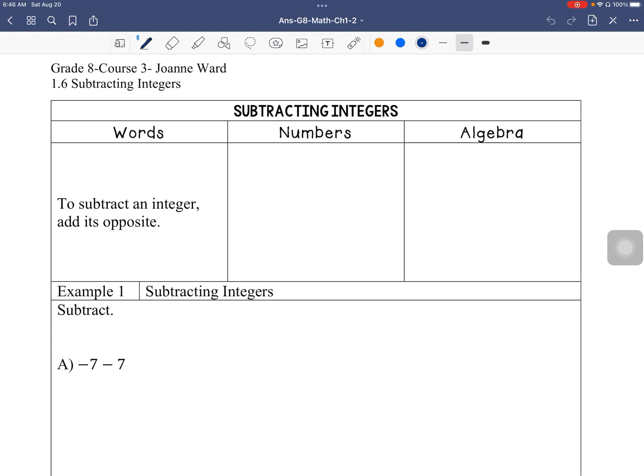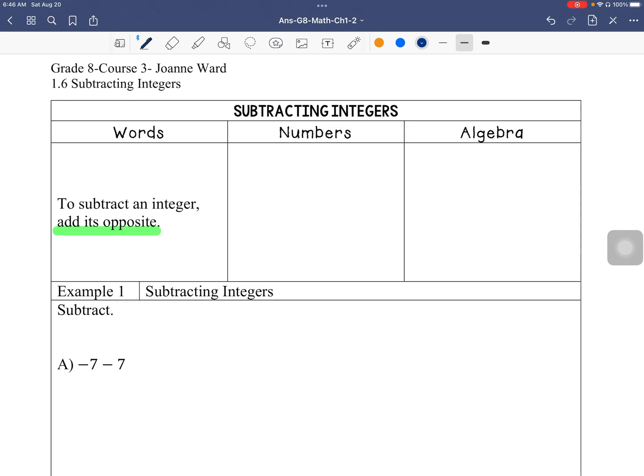1.6 is subtracting integers. So now we want to know how we subtract integers because we are preparing ourselves to deal with negative numbers. By definition, to subtract an integer, we have to add its opposite. So that's the definition of subtraction. When we were young, we did a lot of subtraction and we just did it by rule. And now we want to do it with definition. So mathematically, to subtract a number is to add its opposite.